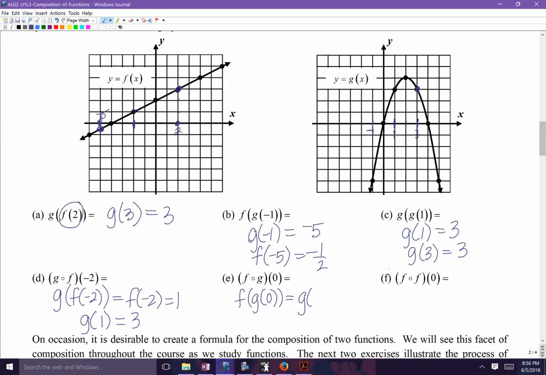So this would be f of g of 0. That means g of 0 has a value of 0. And then f of 0, when x is 0, has a value of 2. So this means I'm evaluating f at 0, which is 2, and then I evaluate the f function again at 2, which is 3. Basically, if you look at the inside part, this is an x value, and I'm setting it equal to the corresponding y value.